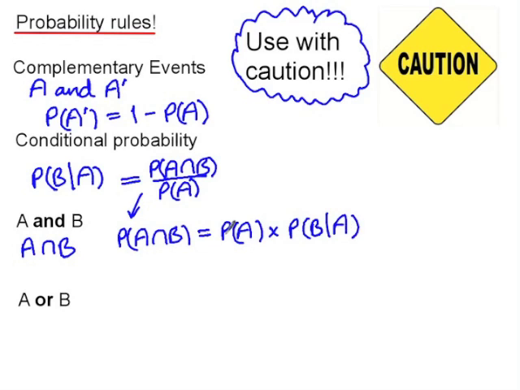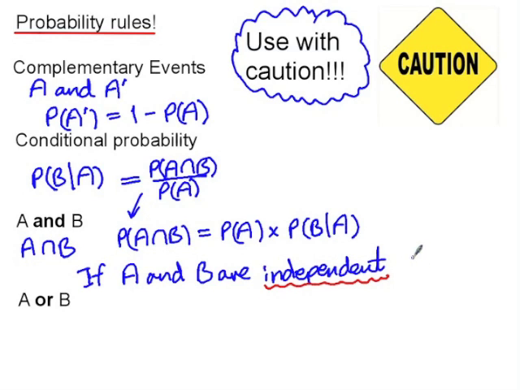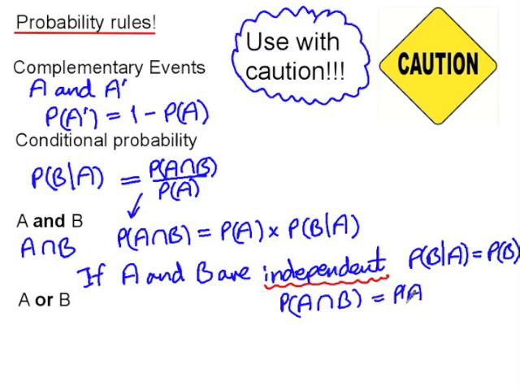This is like multiplying along the branches of a tree diagram. However, if the events A and B are independent, it means that the probability of B occurring given that A has occurred is equal to the probability of B occurring. So only for independent events we can replace this formula with probability of A and B occurring is the probability of A multiplied by the probability of B.